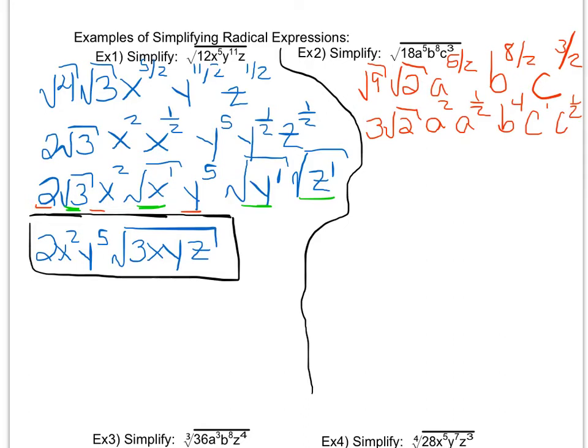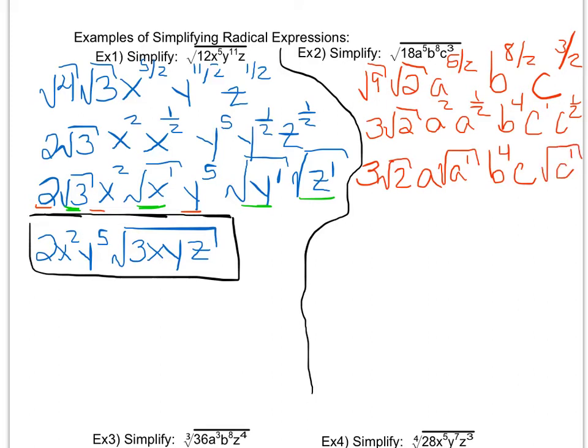Now I'm going to go ahead and convert anything that has a fractional exponent back into its radical form. So I'm going to leave the 3, leave the square root of 2, leave the a to the 1/2. The 2 on the bottom tells me to take the square root. The exponent stays, so I get the square root of a to the 1. b to the 4th stays, c to the 1 stays, which I know is just c. c to the 1/2 becomes the square root of c to the 1.